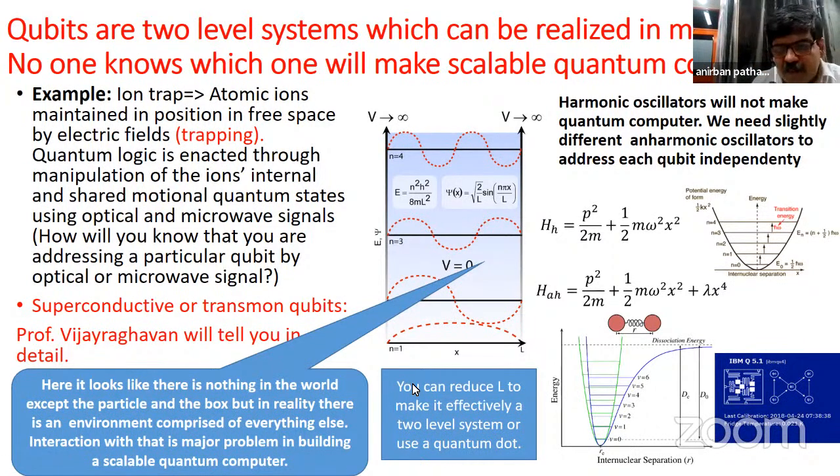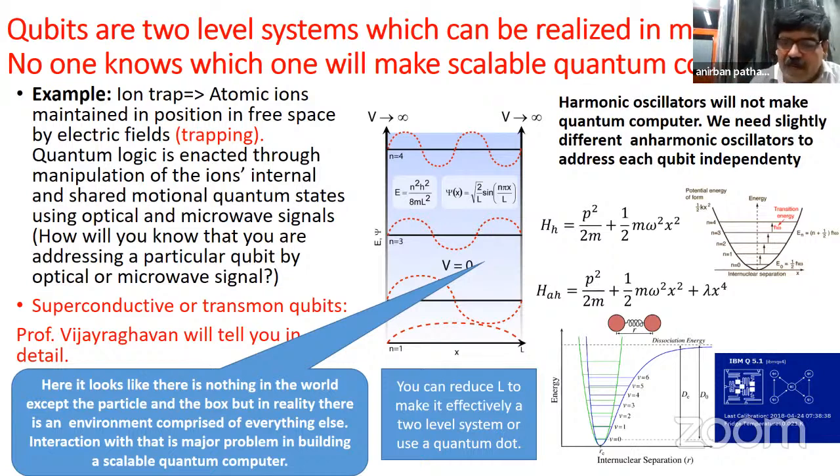Now I show the particle in a box. You can see that the energy difference between n1 and n2 is different from n3 and n4, and this goes as 1/L². So if I make it small, like something like a quantum dot, the energy is n squared h squared by 8 m L squared, so the spacing increases. Suppose you are addressing with an IR photon. In the IR range, you have only two energy levels, so it will reduce to a two-level quantum system. That's my qubit.